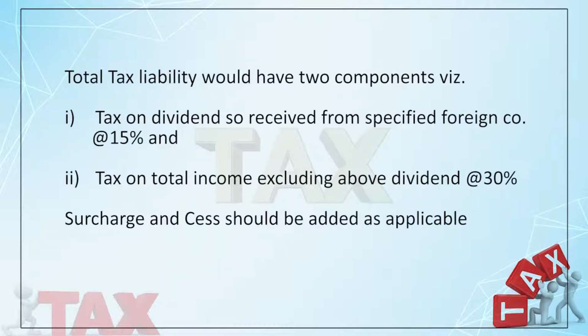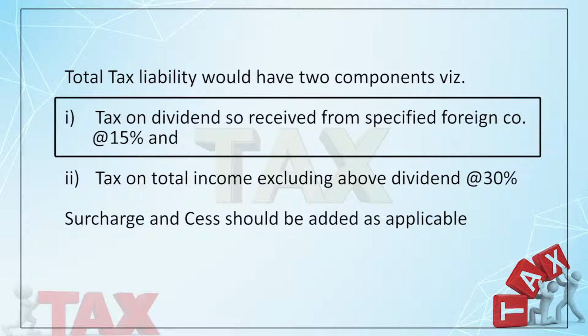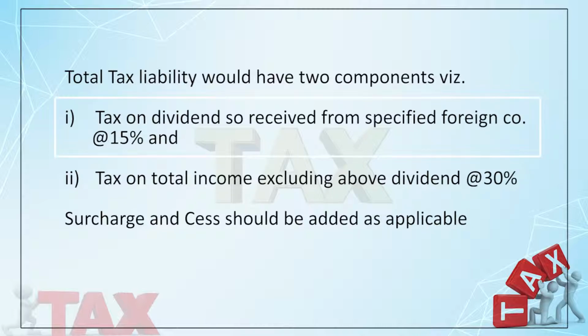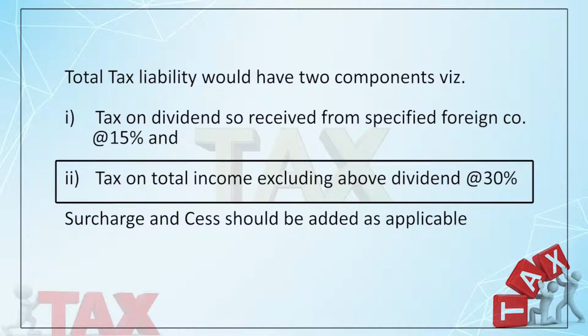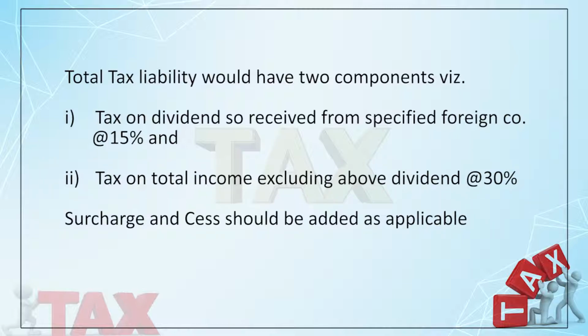So, now we may proceed for the computation of tax, and in any other case, the total income is to be taxed at the rate of 30%. So, where provision of section 115 BBD is involved, there would be two components of tax liability. One is 15% tax to be paid on the dividend received from the specified foreign company, and 30% on the remaining dividend. So, this is the provision. We will apply this provision in this particular problem, in this particular case. Now, we may proceed to solve this problem.